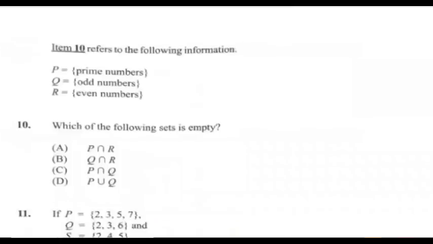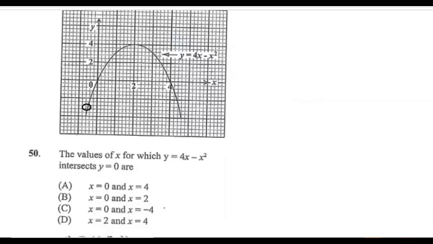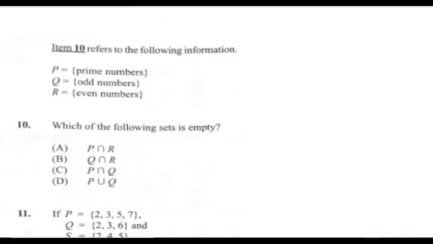So number 10, which of the following sets is empty? P is equal to prime numbers, Q is equal to odd numbers, and R is equal to even numbers. So this is a good time, guys, to find out what prime numbers, odd numbers, and even numbers are. Prime numbers are divisible only by 1 and themselves. Odd numbers are numbers that are not evenly divisible by 2, and even numbers are numbers that are evenly divisible by 2.